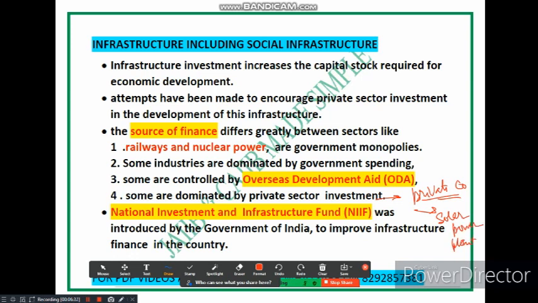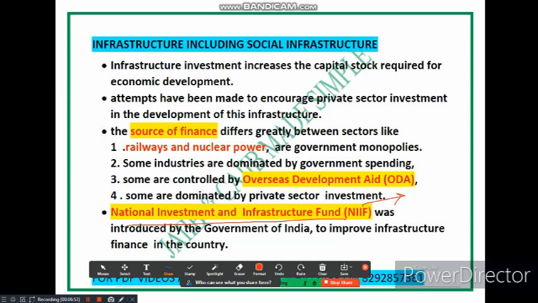Now let's discuss NIIF. What is NIIF? NIIF stands for National Investment and Infrastructure Fund. Basically, the Indian government has established the NIIF to enhance infrastructure financing in the country. NIIF is a specialized investment fund that aims to attract both domestic and foreign investment for infrastructure projects.